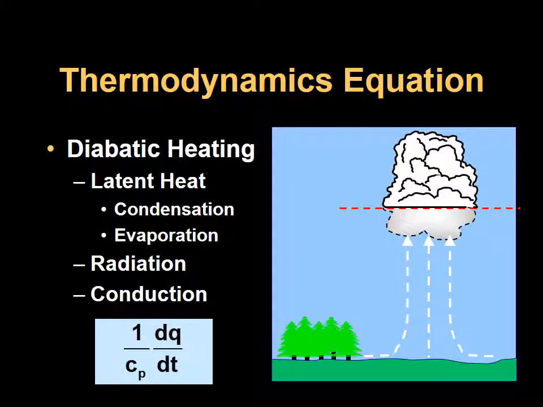And the last term is diabatic heating. And this is any release or absorption of latent heat. So as air rises, it cools, and you will have condensation. Condensation releases latent heat, so that change in temperature is positive. On the other hand, if there is precipitation falling and evaporation in that parcel of air, that means that energy has been taken away and the change in temperature is negative. So diabatic heating or cooling also can result from radiation or also from conduction.